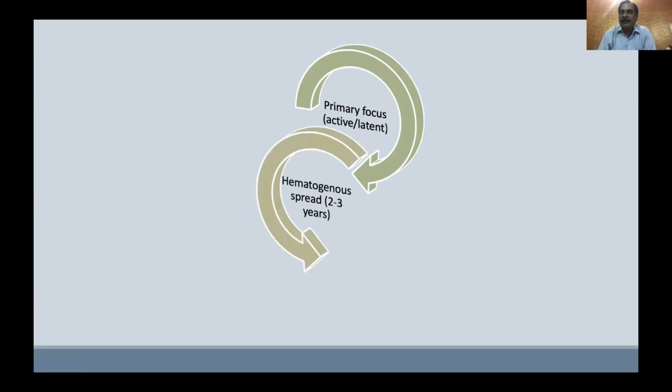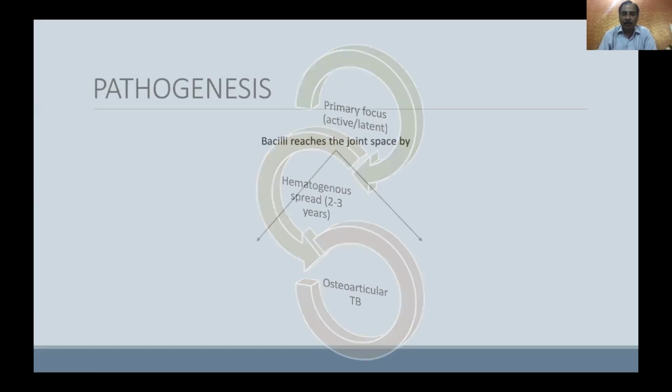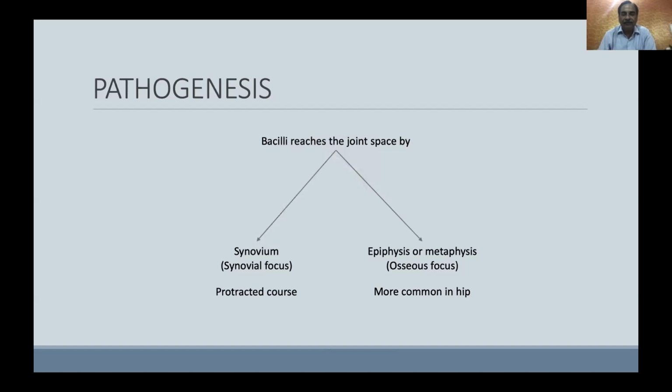And it usually takes about 2 to 3 years for that primary focus to cause a hematogenous spread, and then it spreads to the joint or the bone and causes osteoarticular tuberculosis. So bacilli can reach the joint space either through the synovium, that's a synovial focus, which has a protracted slow-growing course, or it can be epiphysis or metaphysis, which is an osseous focus, which is quite common in the hip.